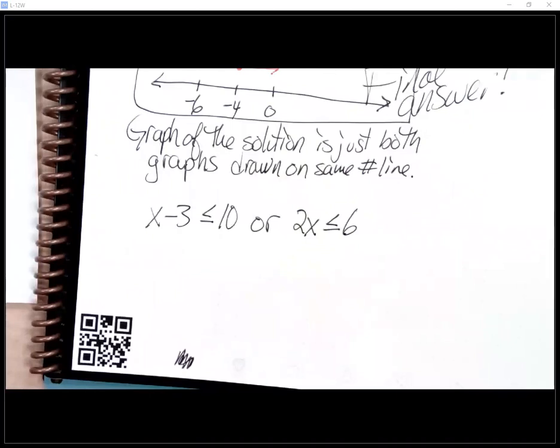Yes. If we write answers, do I prefer set builder notation? I don't care either way, to be honest. Whatever you want to give me, as long as it's right, I'm happy with it.